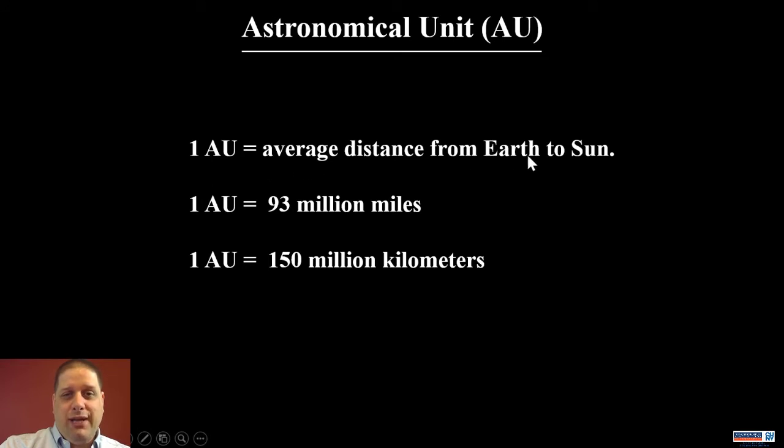So 1 astronomical unit is the average distance from Earth to the sun. It's around 93 million miles, close to 100 million miles, right? I'm not going to ask you to remember that it's 93 versus 100 million miles. 100 would be a good number to have in your head for that distance. Or that astronomical unit could also be 150 million kilometers.